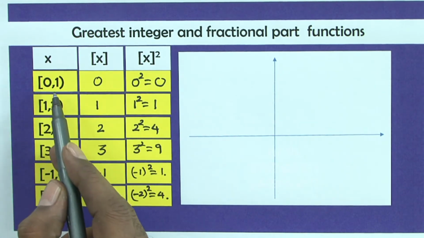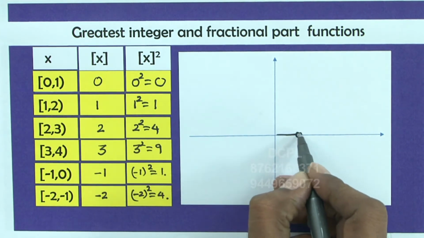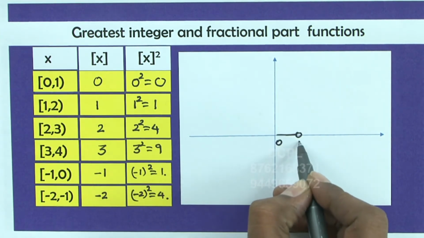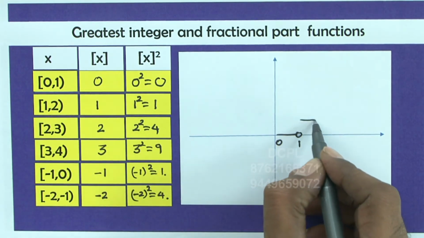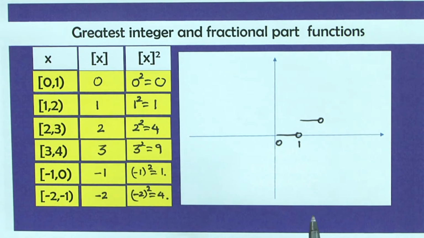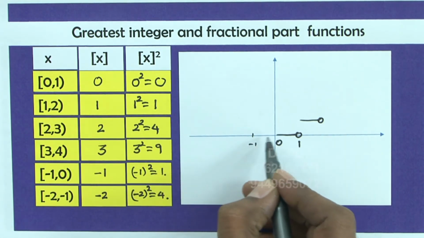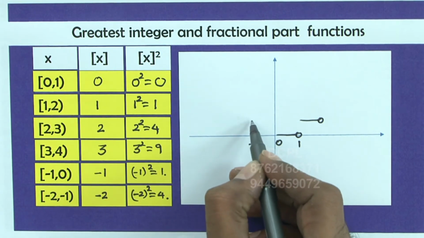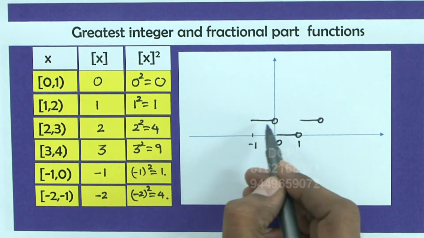Between 0 and 1, it is 0. This is 0 and this is 1. Between 1 and 2, it is once again 1. It is just similar to the integral part of x graph. Whereas between minus 1 and 0, it is plus 1. Plus 1 is clearly like that.